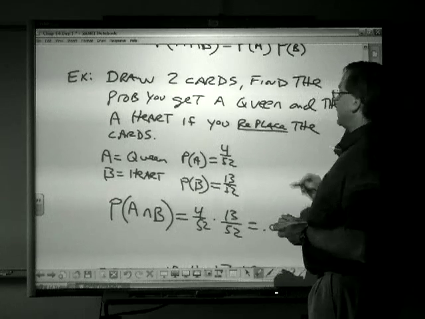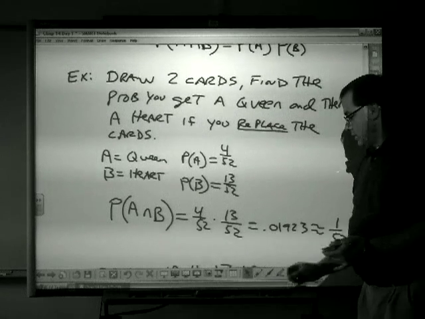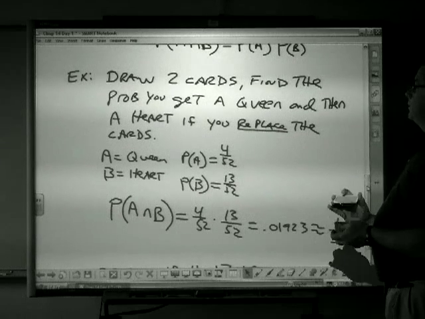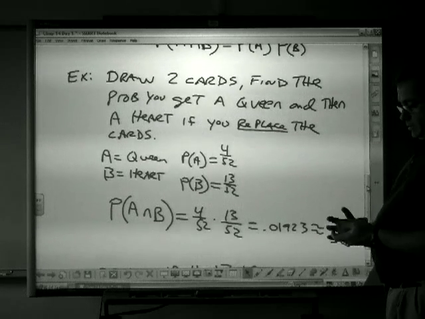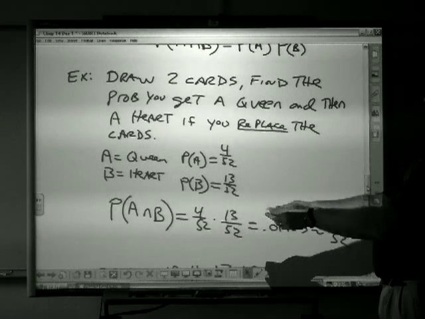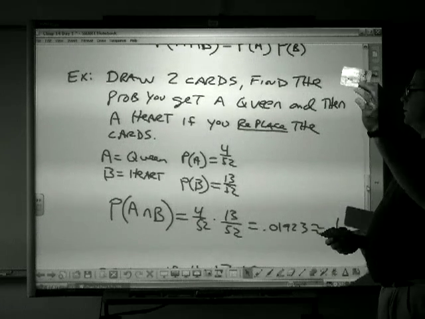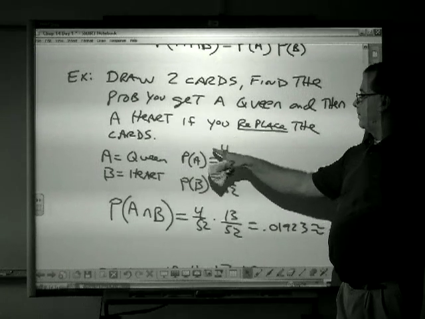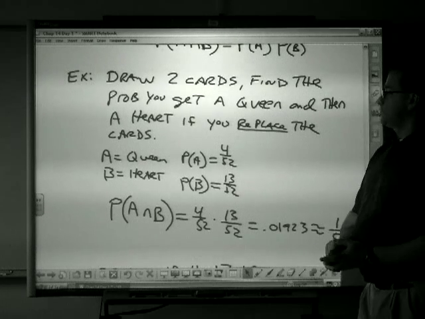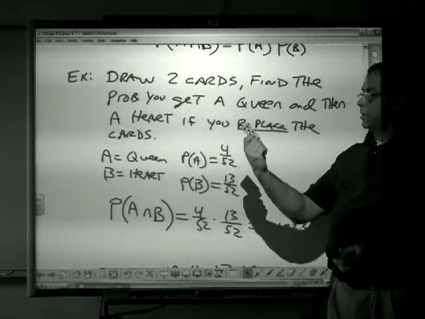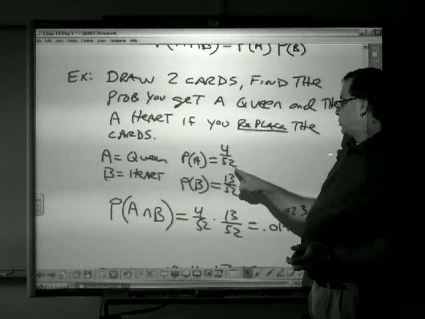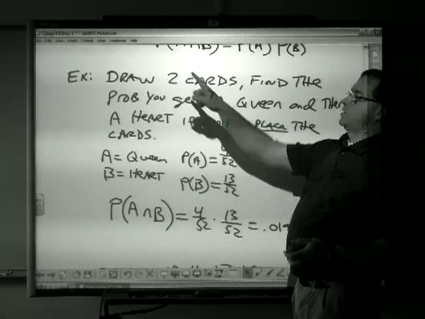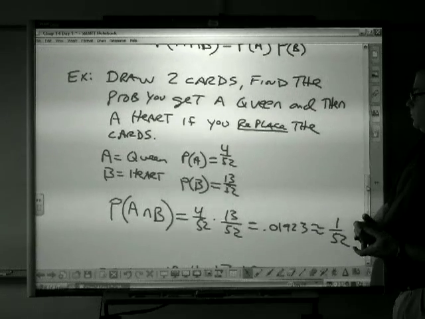Notice, that makes a big deal if I replace. So, I shuffle them up. All right? I need to get a queen and then a heart. Okay? So, I draw a card. Look, ooh, I got a queen. What's the chance I get a queen? 4 out of 52. All right? What's the chance I get a heart? Here's a heart. 13 out of 52.